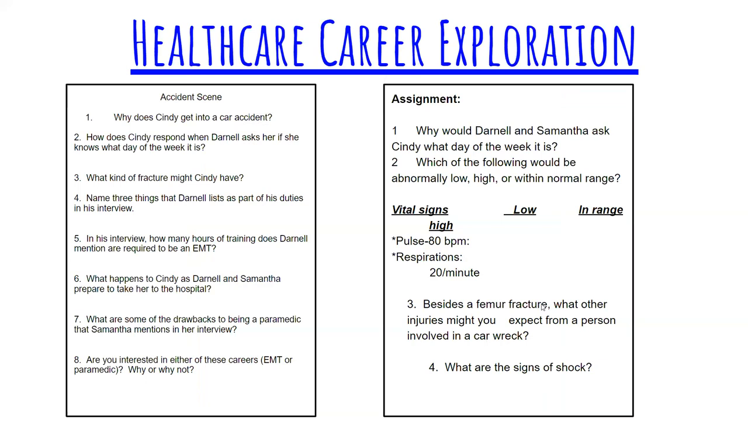You know, what is a normal pulse? What is a normal respiration? So these are some of the papers that I've come up with to go along with the healthcare careers exploration.